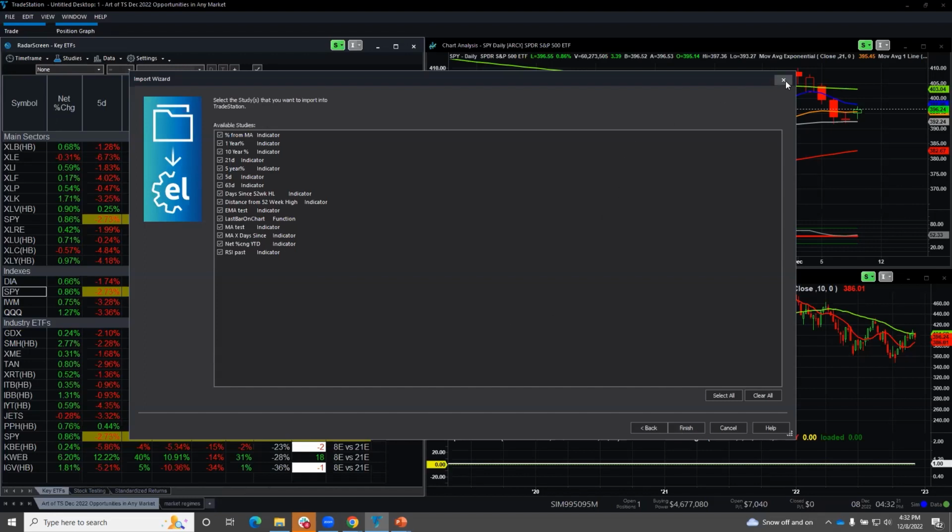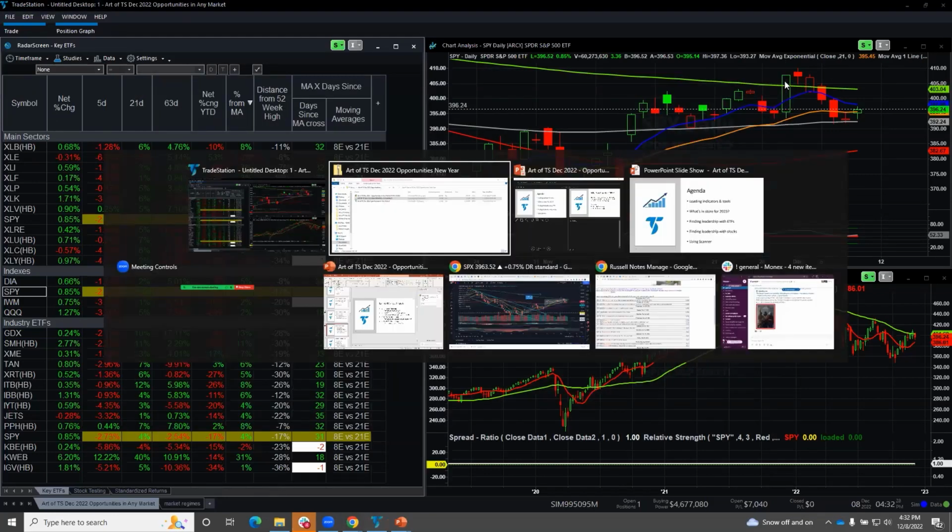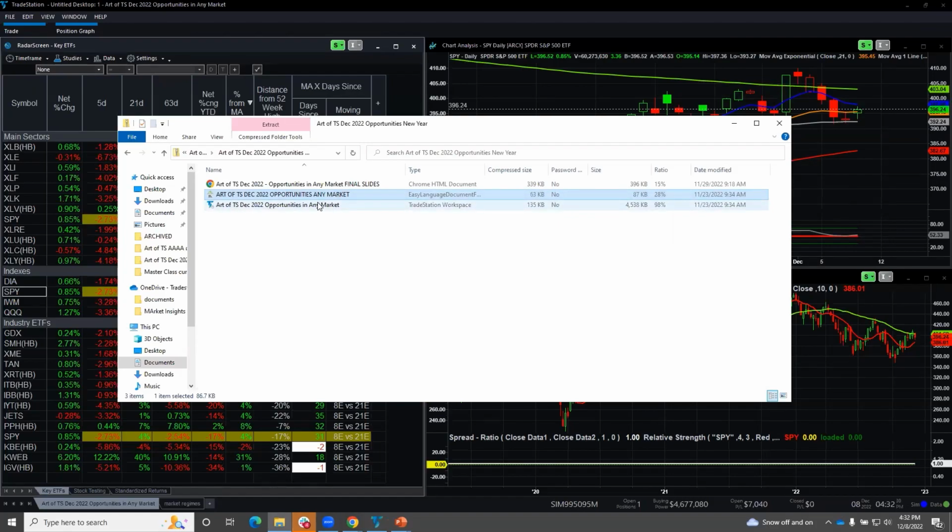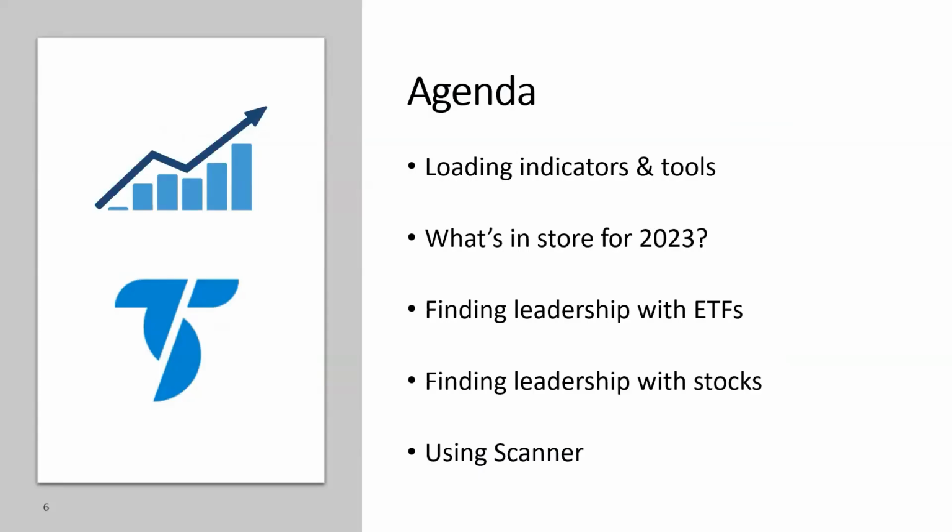Some of these are ones that we've shared with people before, and there are some new ones as well. You want to import those studies, and when that is done, then you can actually open up the workspace. That was me showing you how to open up the indicators and tools.